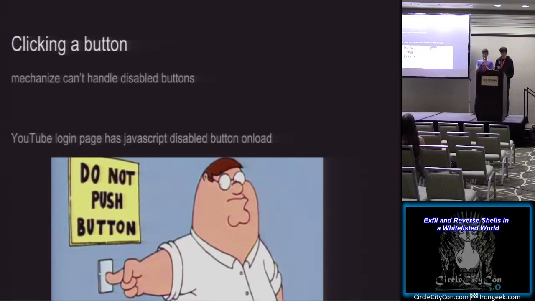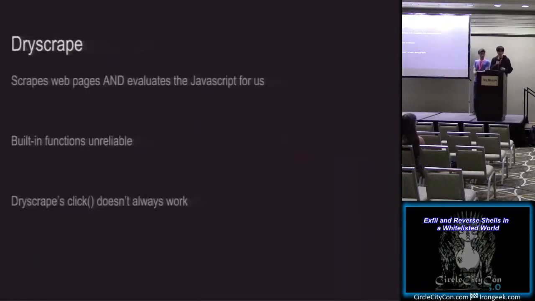So that was a big problem that we ran into trying to use Mechanize as a solution. Yeah, so then we found this really nice tool called DryScrape, which basically solved all our problems. It's able to scrape web pages and evaluate the JavaScript for us. Google's massive block of obfuscated JavaScript that they dynamically generate every time you load a new page is basically useless now, because we can just evaluate it and then get the authentication token out of it, and then we're good.